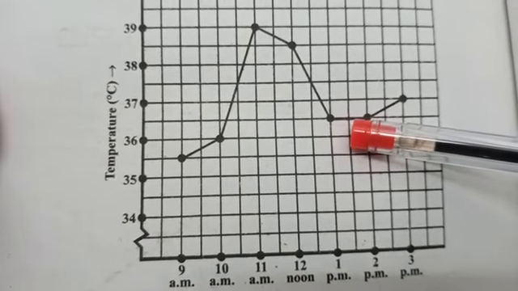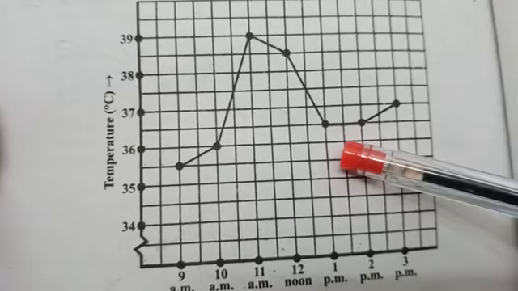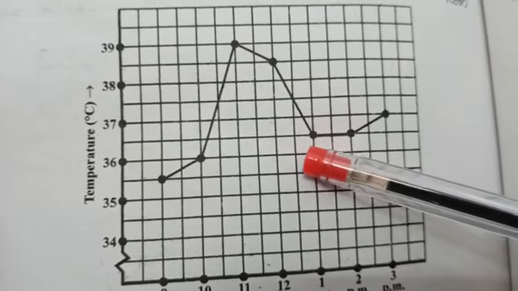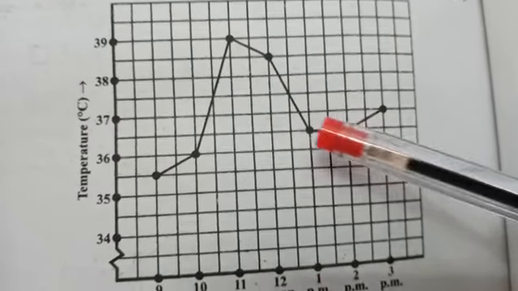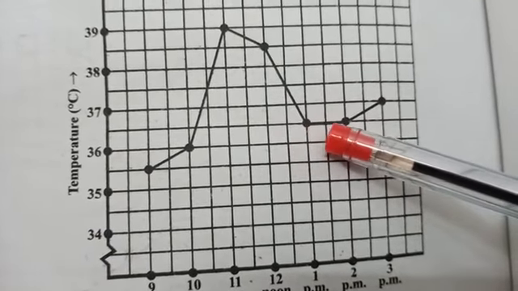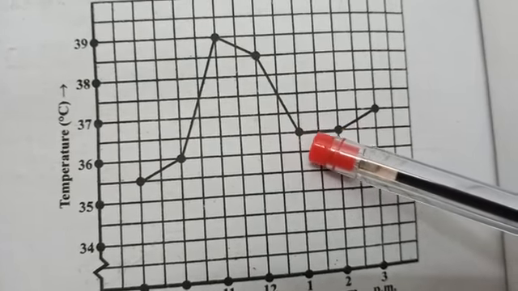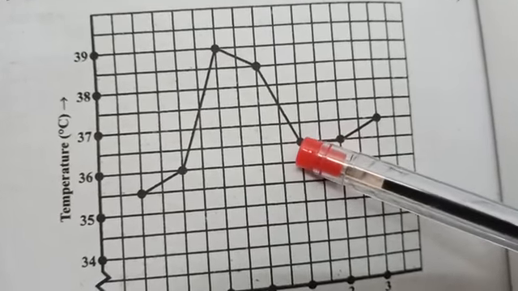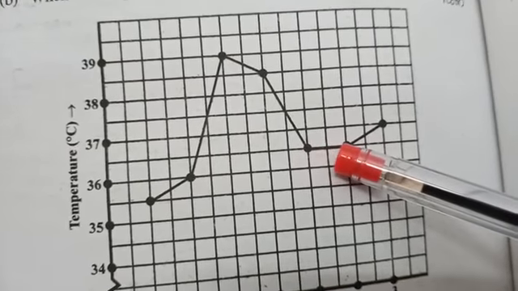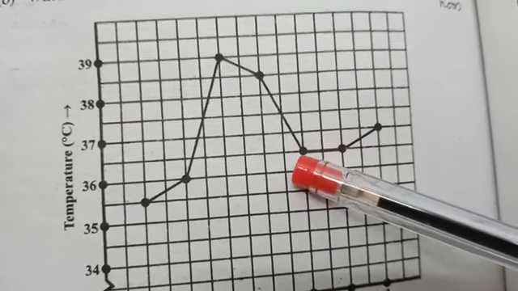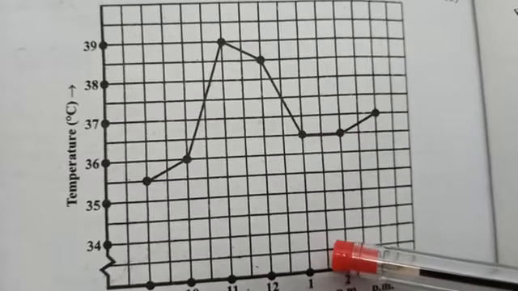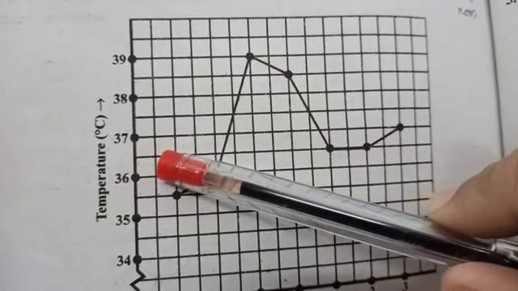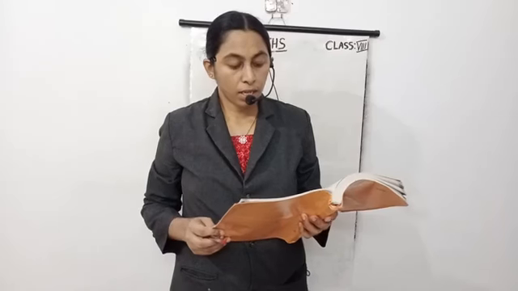Then here we see that between 1 p.m. and 2 p.m. there is constant temperature. Constant temperature means no change in the temperature. That is why this line segment is a straight line. These two are points, so joining them gives a straight line. So here the temperature is constant, and at 1:30 p.m. also the patient has a temperature of 36.5 degrees Celsius.